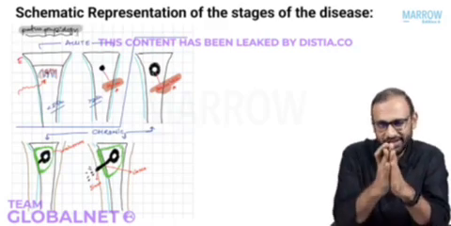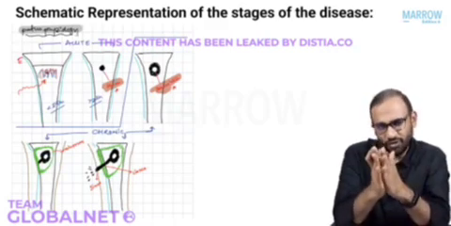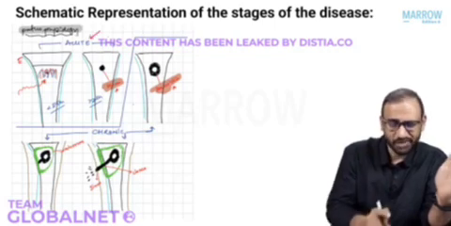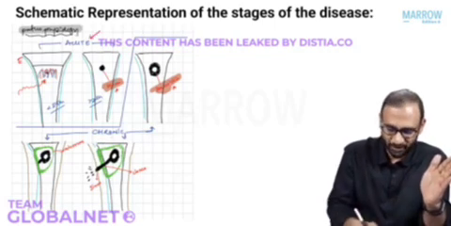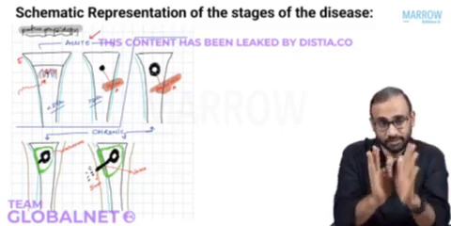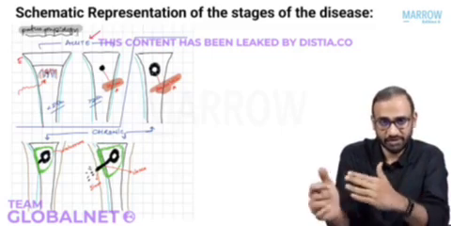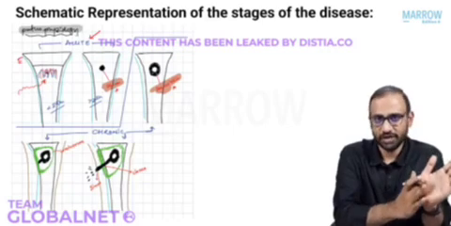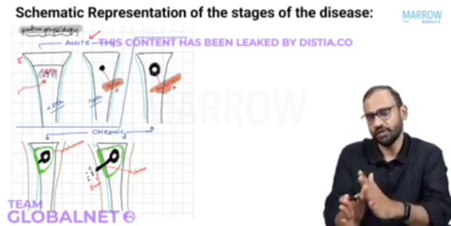Now, the clarity is simple. Before the sequestrum, we call it acute osteomyelitis. After the sequestrum, we call it chronic osteomyelitis. Okay? Please bear with me. I'll explain everything again. Before sequestrum, osteomyelitis is acute osteomyelitis. Once sequestrum is formed, we call it chronic osteomyelitis.